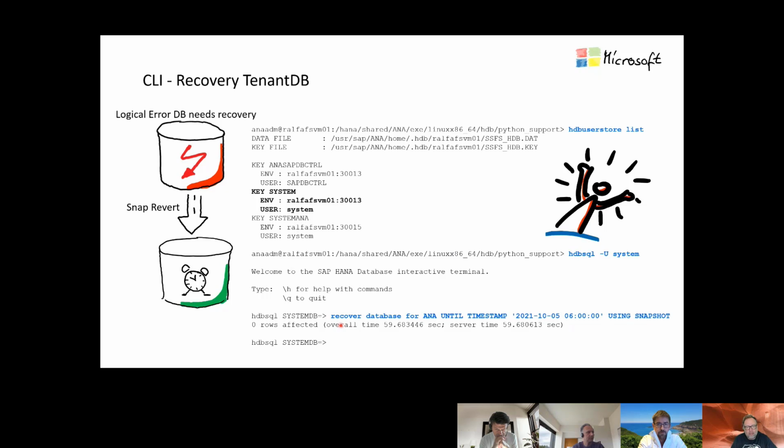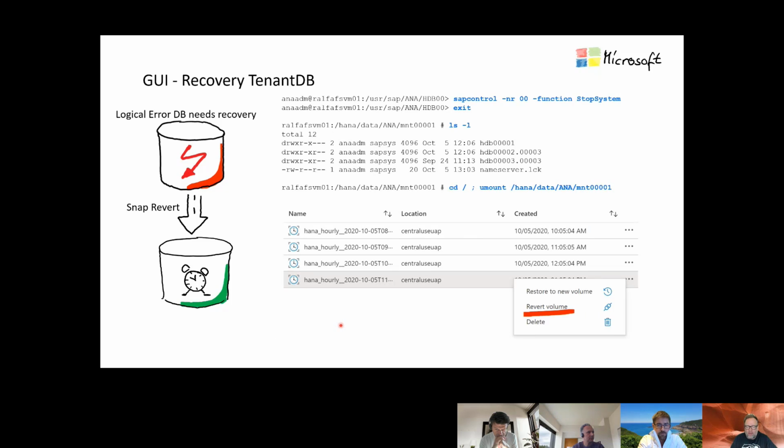Of course, we do the same now in the graphical way, so from the portal. So we do exactly the same, now just in a different way. We used the CLI for the recovery. Now we do the same here for the portal. As mentioned, here we now need to decide which recovery strategy we will follow. So restore to a new volume or revert volume, both is possible. As mentioned, the more secure way is the restore to a new volume. But for this demonstration, we explain here that revert volume works.